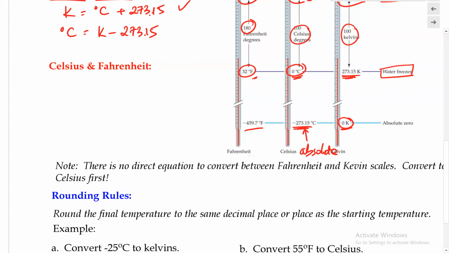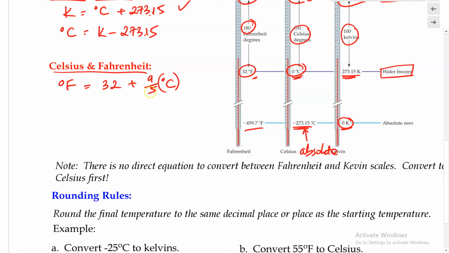And here are the equations to convert between Celsius and Fahrenheit. Celsius and Fahrenheit are related by this equation right here. So the temperature in Fahrenheit is equal to 32 plus 9/5 times the degree in Celsius. So where did this 9/5 come from?